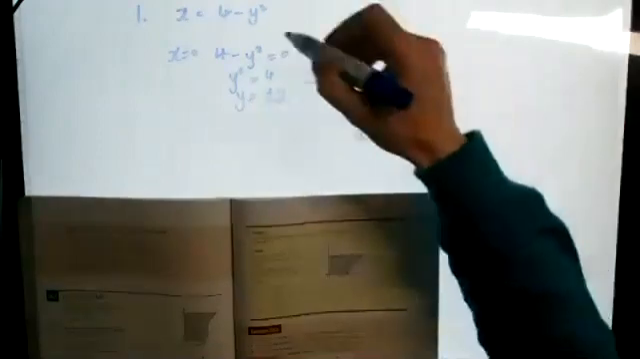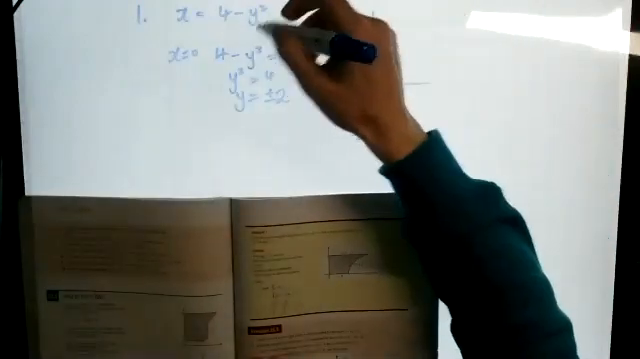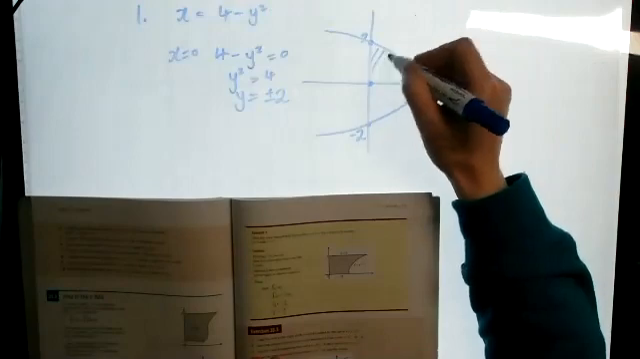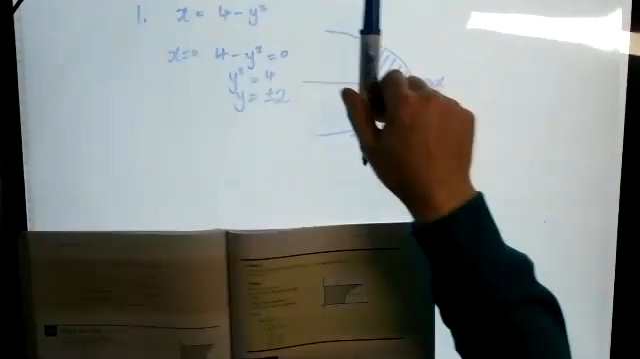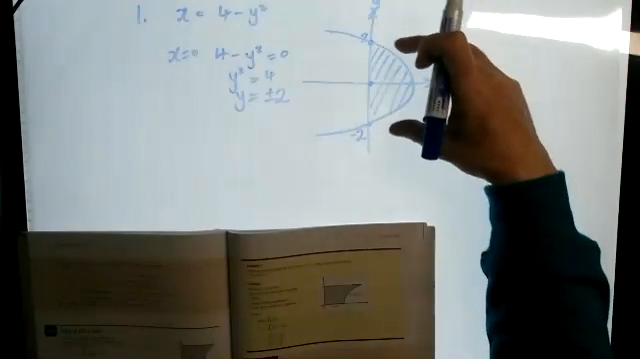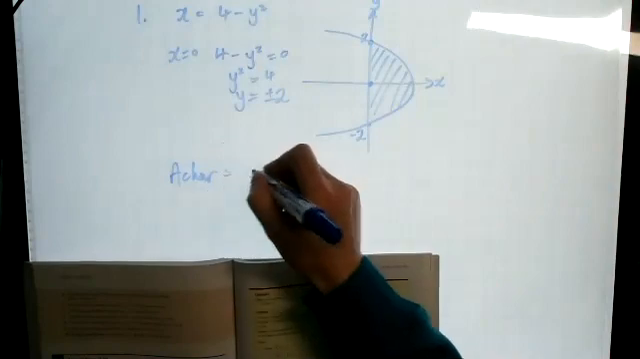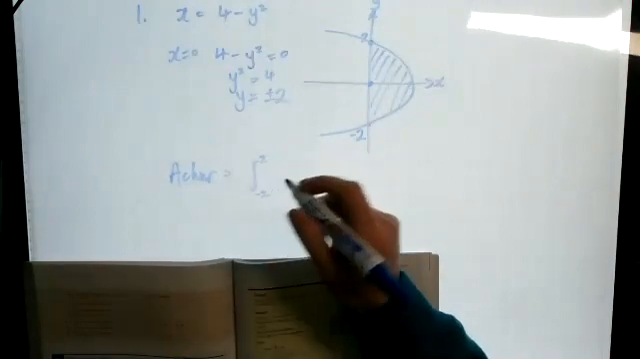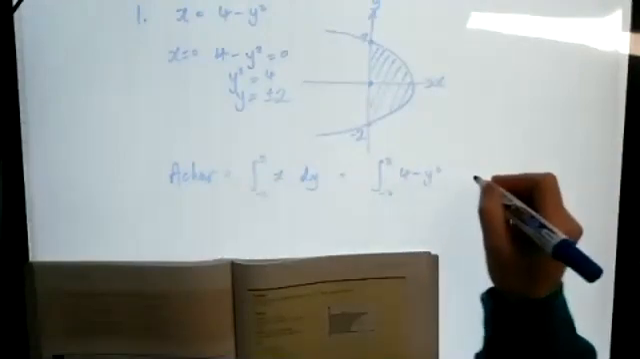Now it is minus y squared, so it is an N shape graph. Here it is a sideways shape, since minus y squared gives an N shape. Then we want the area to the right of the y-axis, between y equals minus 2 and y equals 2. So the area is the integral from minus 2 to 2 of x dy, which is the integral from minus 2 to 2 of 4 minus y squared dy.